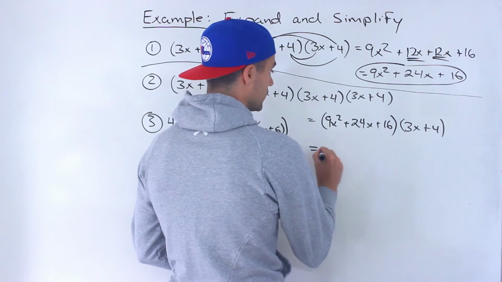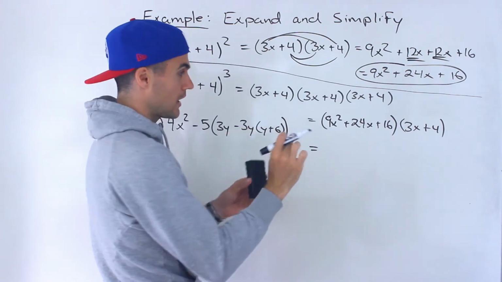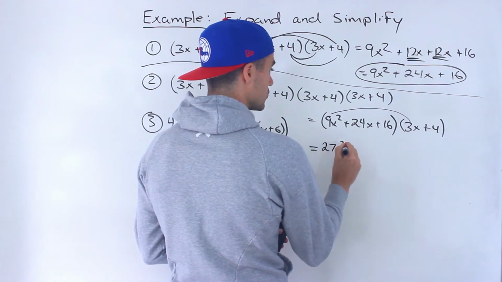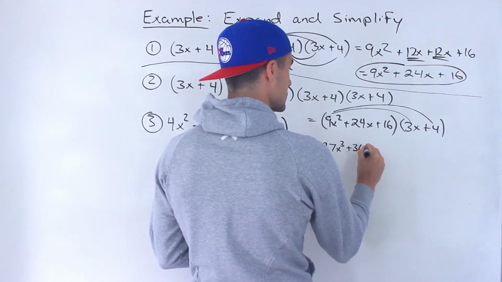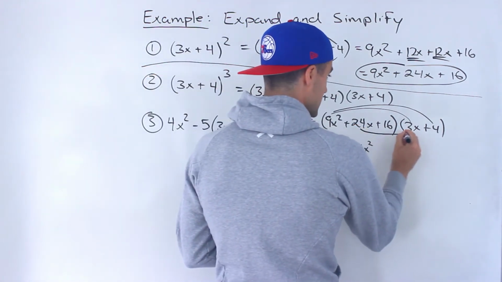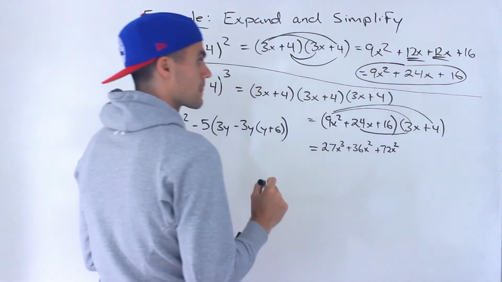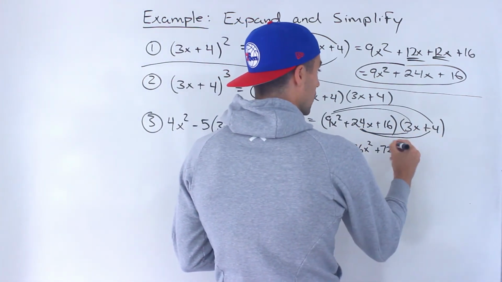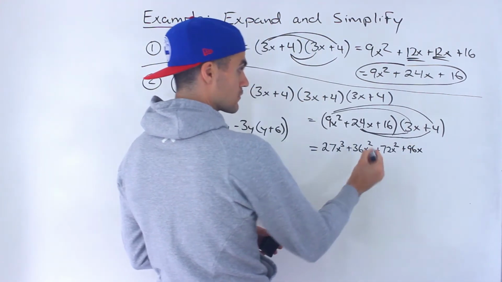From here, you multiply these 2 brackets just like we did over here. Make sure that all the terms multiply by each other. So we have 9x squared times 3x, which gives us 27x cubed, 9x squared times 4, which gives us 36x squared. And then 24x times 3 gives us 72x squared, and 24x times 4 gives us 96x. Just be careful with the algebra over here.